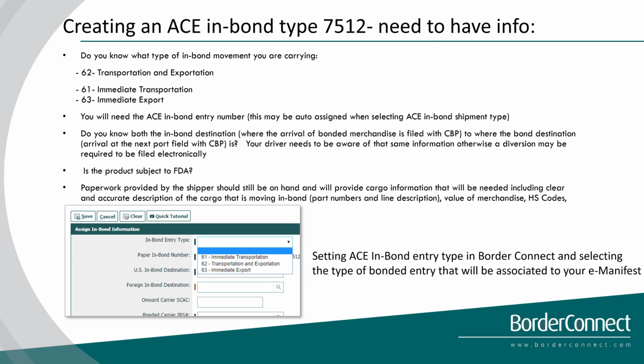Is that product subject to FDA? Because even bonded merchandise is still subject to all the same FDA requirements as if it was staying permanently in the United States. And paperwork provided by the shipper should still be on hand and will provide additional cargo information that will be needed, including a clear and accurate description of the cargo that is moving in bond, part numbers, descriptions, etc., the value of the merchandise, and the HS code. So setting the ACE in-bond entry type in BorderConnect and selecting the type of bonded entry, Justin will explain that during that little demo that will be done.